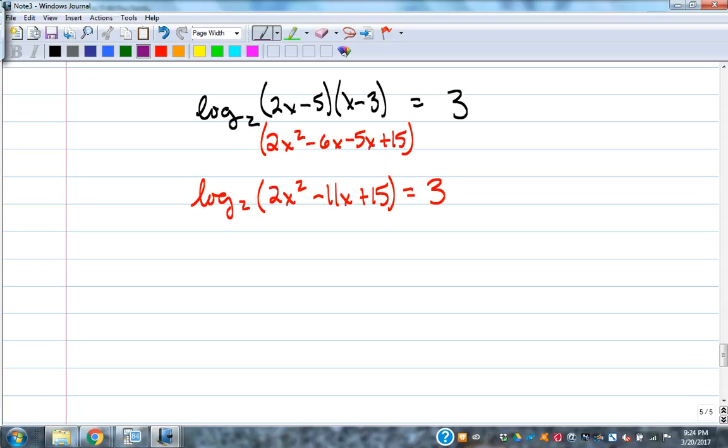I got to get rid of the log first. So it turns into an exponential. So it's that big ugly quadratic equal to what? 2 to the third, which is 8. 2 times 2 times 2 is 8. Okay. Now I get it equal to what? 0.